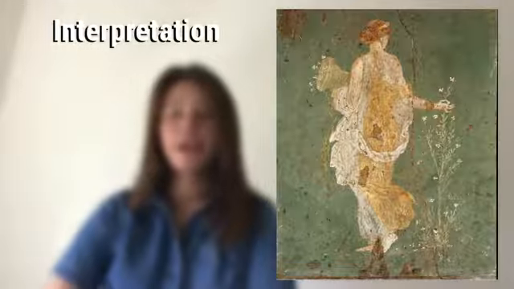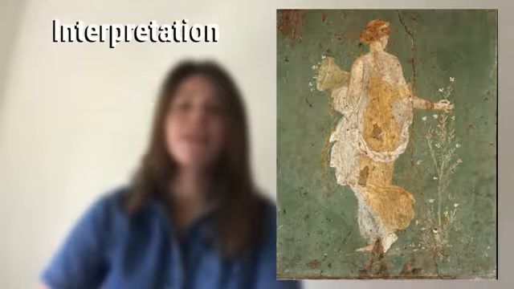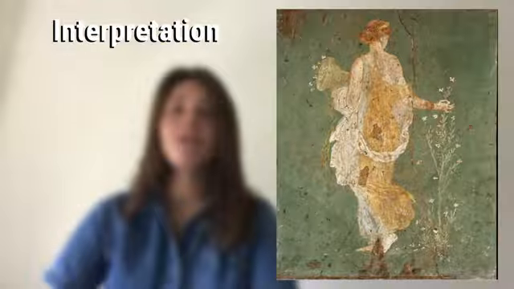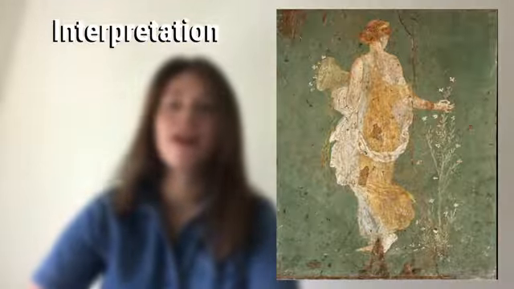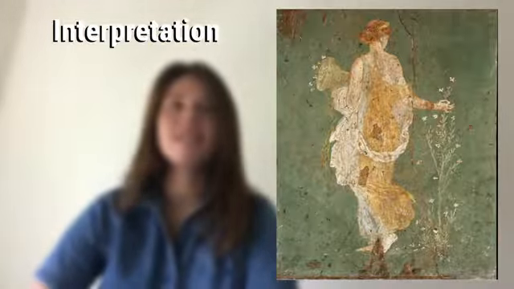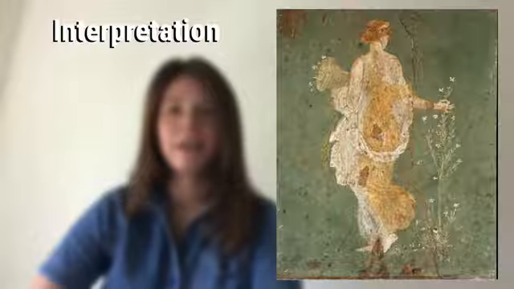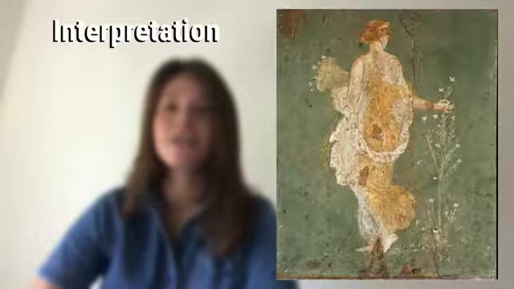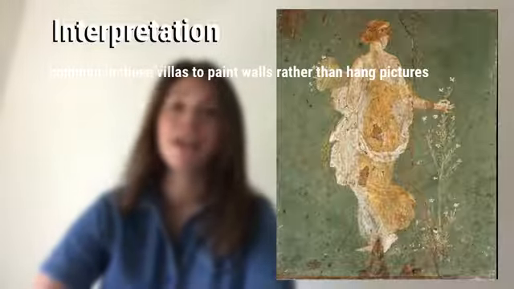Now, the third aspect of the Feldman method is interpretation. As I mentioned earlier, maiden gathering flowers is a fresco, and this was very common amongst the villas in the towns in the Hellenistic periods. Instead of hanging pictures, they would paint murals and create frescoes.